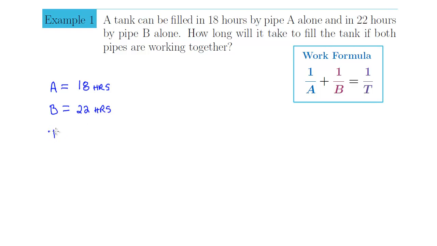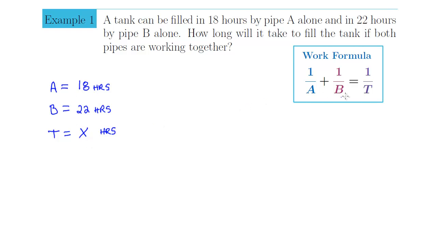And T is the amount of time it takes for the tank to be filled if both pipes work together. However, this is an unknown. We don't know how long it takes for the tank to be filled if both the pipes are working together. In fact, this is what we're looking for. So this is our variable quantity X. It will take those pipes working together to fill the tank X hours.